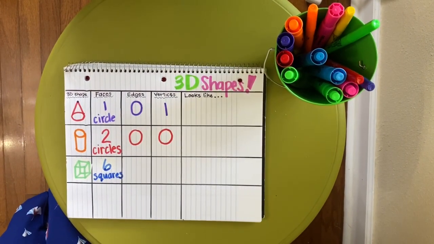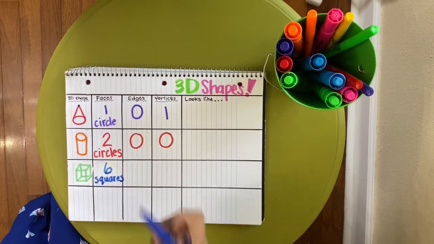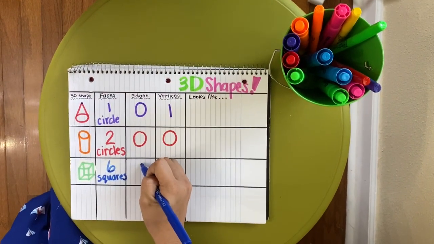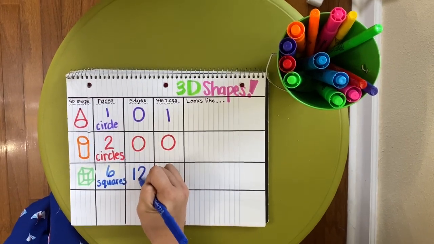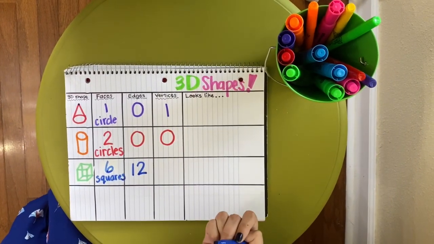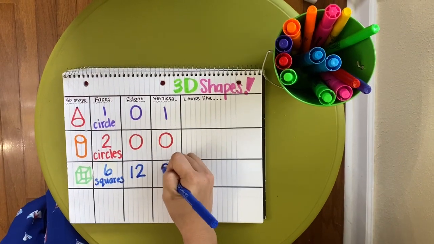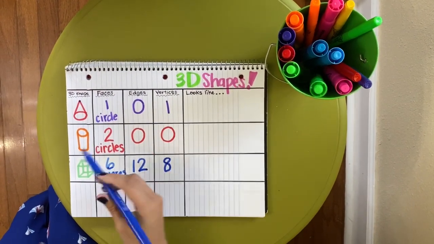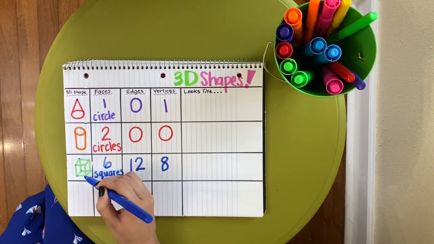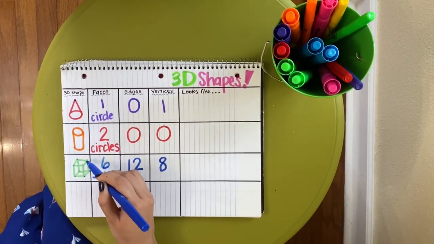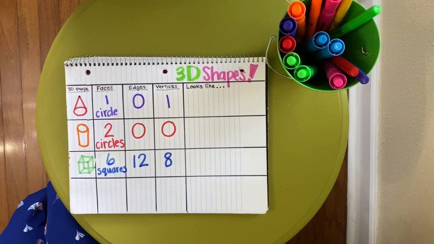How many edges does it have? Well, a cube has 12. A cube has 12 edges and 8 vertices. 1, 2, 3, 4, 5, 6, 7, 8.